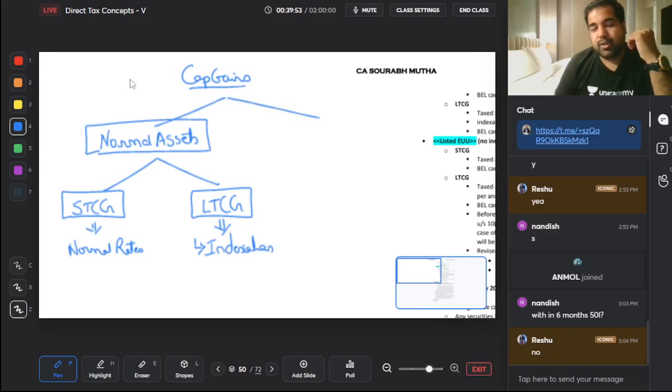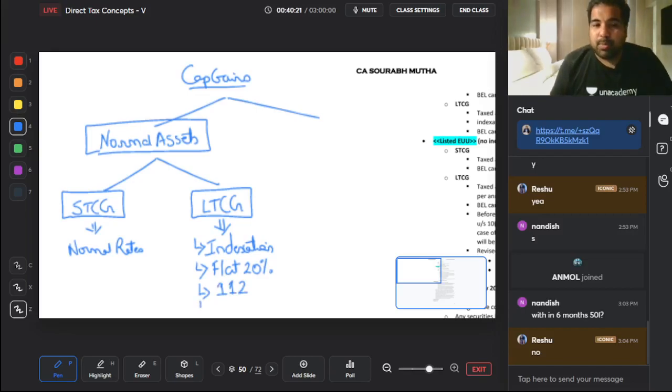You remember indexation. Indexation is for all long-term capital assets except listed UU, except bonds and debentures, and except slump sale. So first the government gives you indexation and then they say that we will tax you only at a flat rate. So indexation means your cost goes up, so your gain anyways goes low, and that low gain we will tax at a flat rate of 20% under a section called section 112.